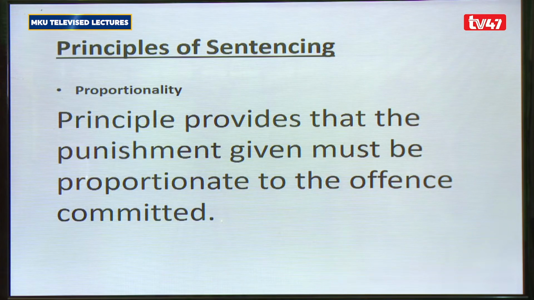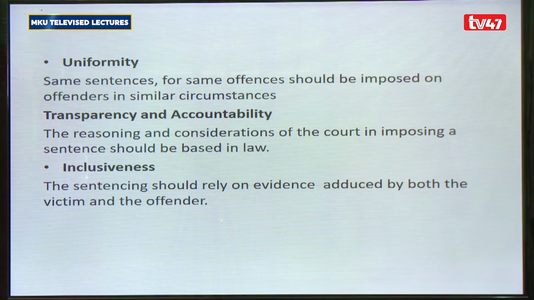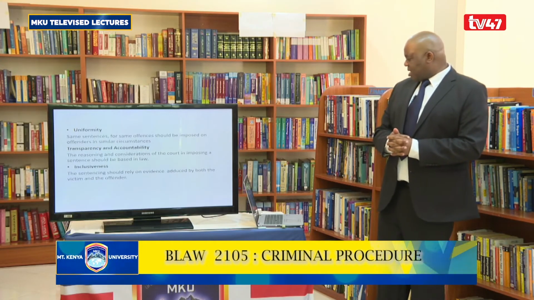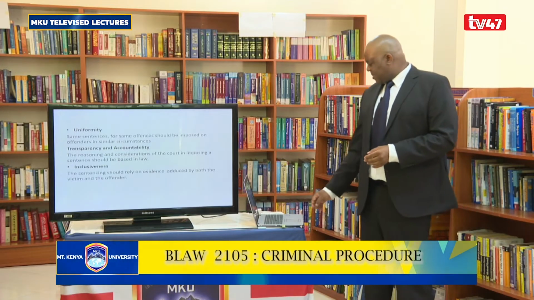Now, the principles of sentencing, which in the courts we have the sentencing guidelines of the judiciary, must always be considered, and the court will need to look at uniformity, whereby sentences are supposed to be uniform in similar circumstances. Then we have transparency and accountability, whereby the sentences imposed are supposed to be based in the law, which is a statute already. Then inclusivity, that is inclusiveness, whereby the sentencing should rely on the evidence adduced by both the victim and the offender.